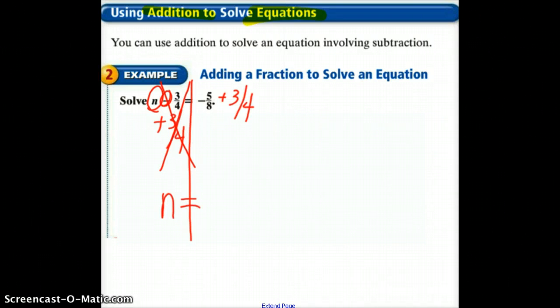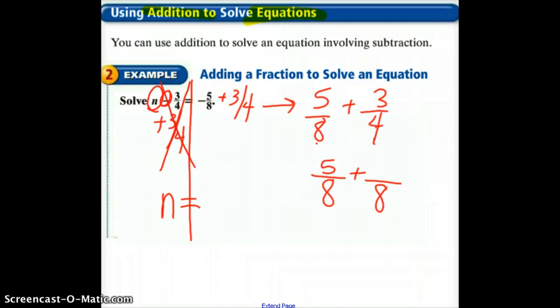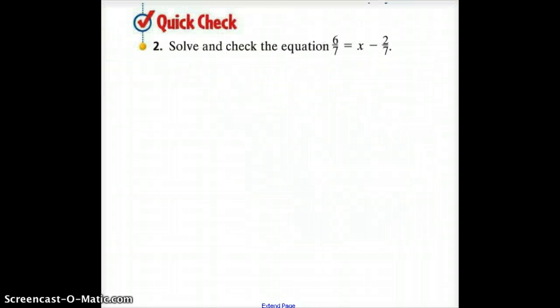n equals, let me rewrite what's over here, -5/8 plus 3/4. I can't add these quite yet because they have different denominators. So I'm going to write them both with the denominator of 8 because I know 4 also goes into 8. So this one stays. This one over 8, 4 times 2 gives me 8. 3 times 2 gives me 6. Add that up over 8 is 1. n equals 1/8. Some of you like to make that a mixed number.